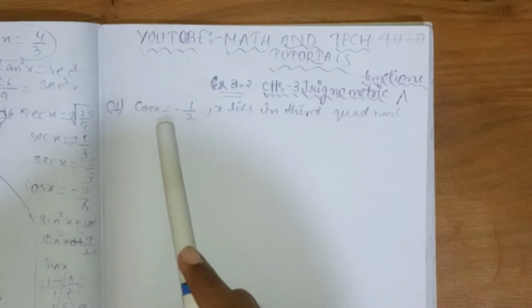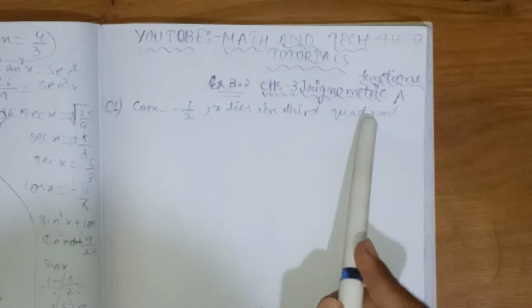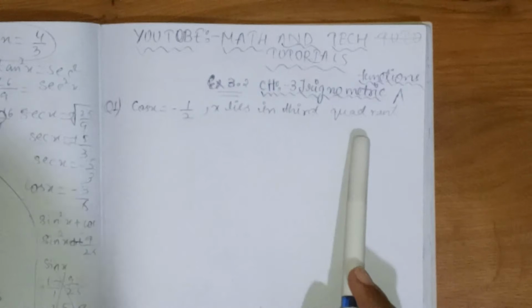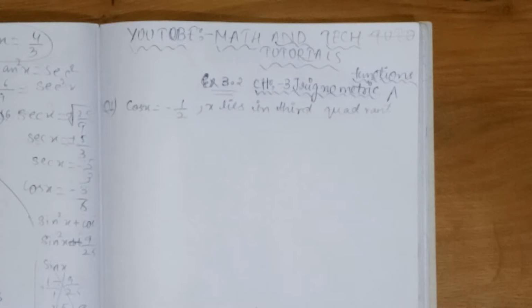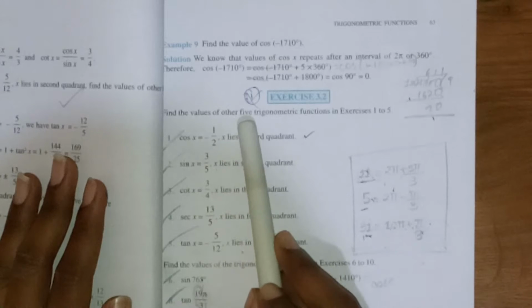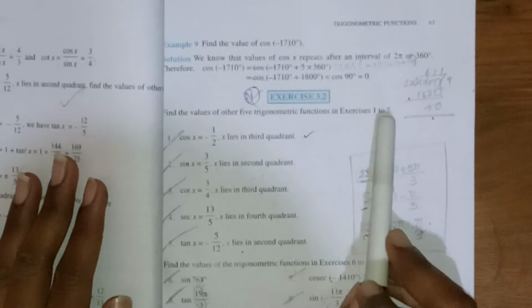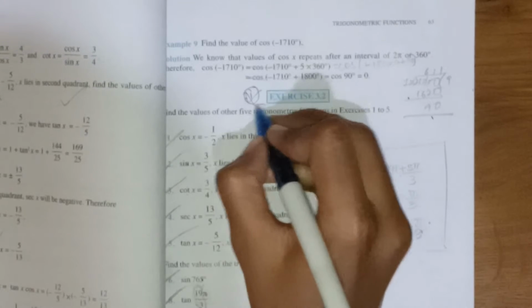So the first question is cos x is equal to minus 1 by 2, x lies in third quadrant. First I'm going to show it in the textbook. As you can see, what they are saying is: find the values of the other 5 trigonometric functions in exercises 1 to 5. It means from questions 1 to 5, we have to find the 5 trigonometric functions, okay? So let's start it.